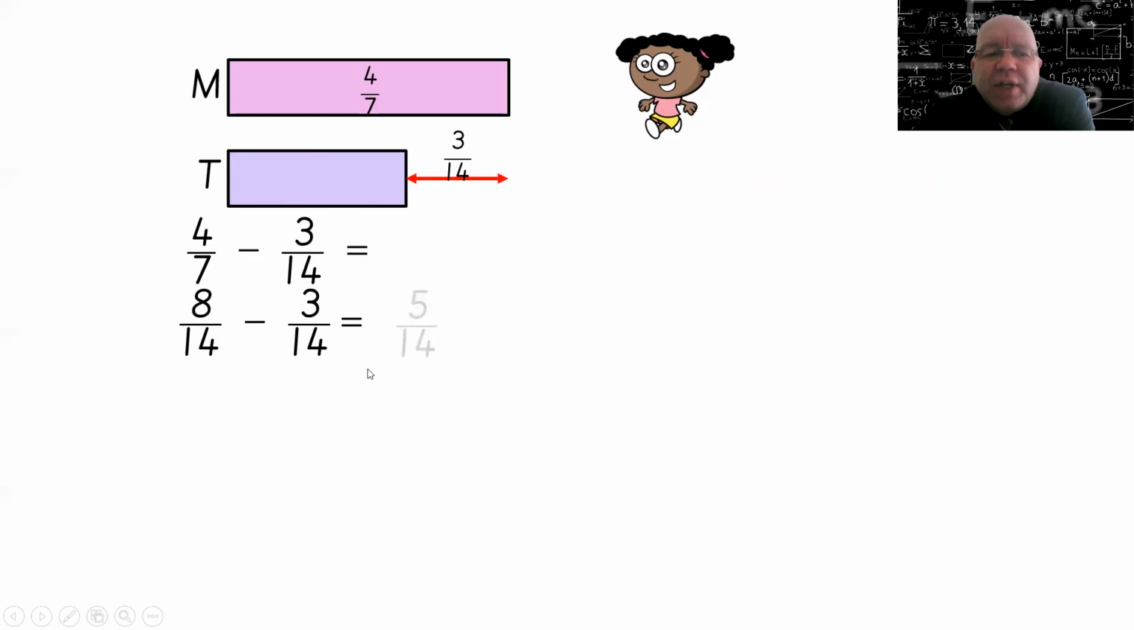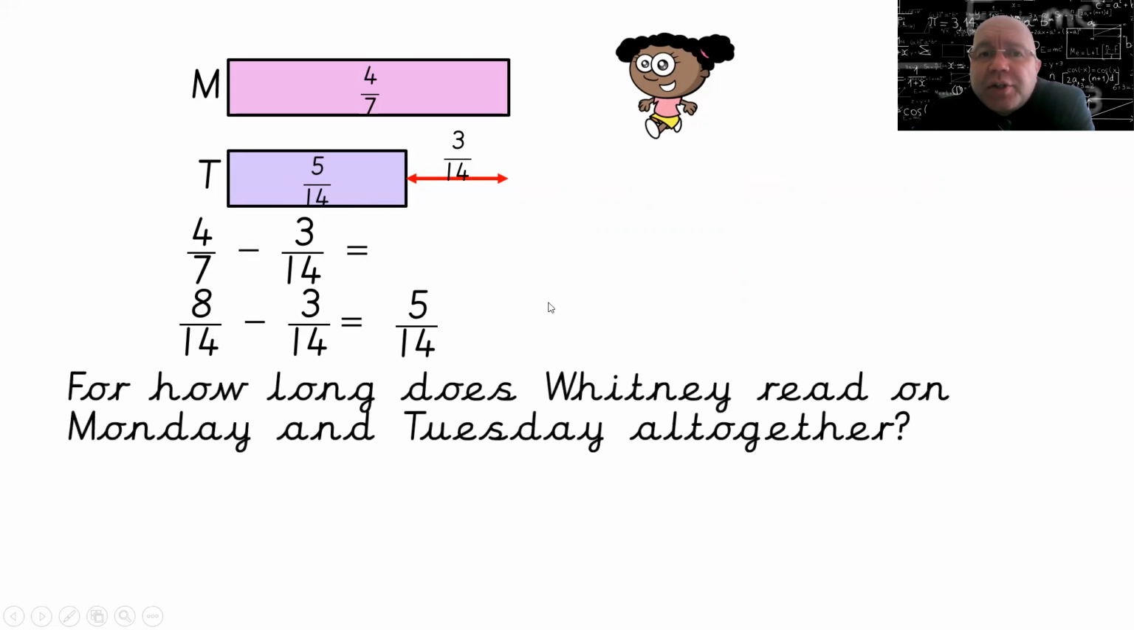8/14 take away 3/14 is 5/14. So Tuesday, she read for 5/14 of an hour. Okay. And then the final part of the question was, how long does Whitney read on Monday and Tuesday all together? So we need to add together these two numbers, 4/7 and 5/14. Remember, adding. I know the lesson is about subtraction, but this little part of the sum is an addition.